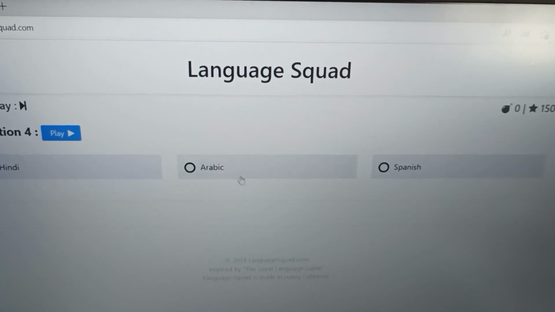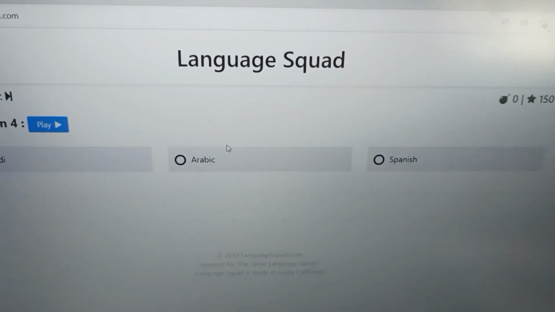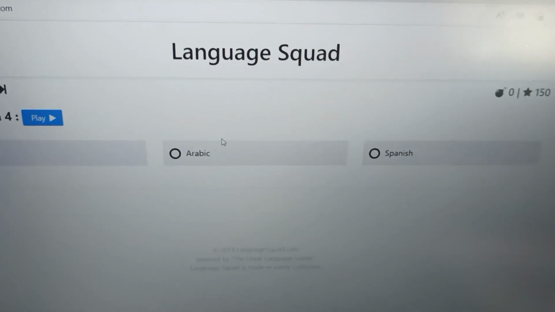Yeah, спасибо. Я не говорю по-русски. This is one of the sentences I know in Russian.